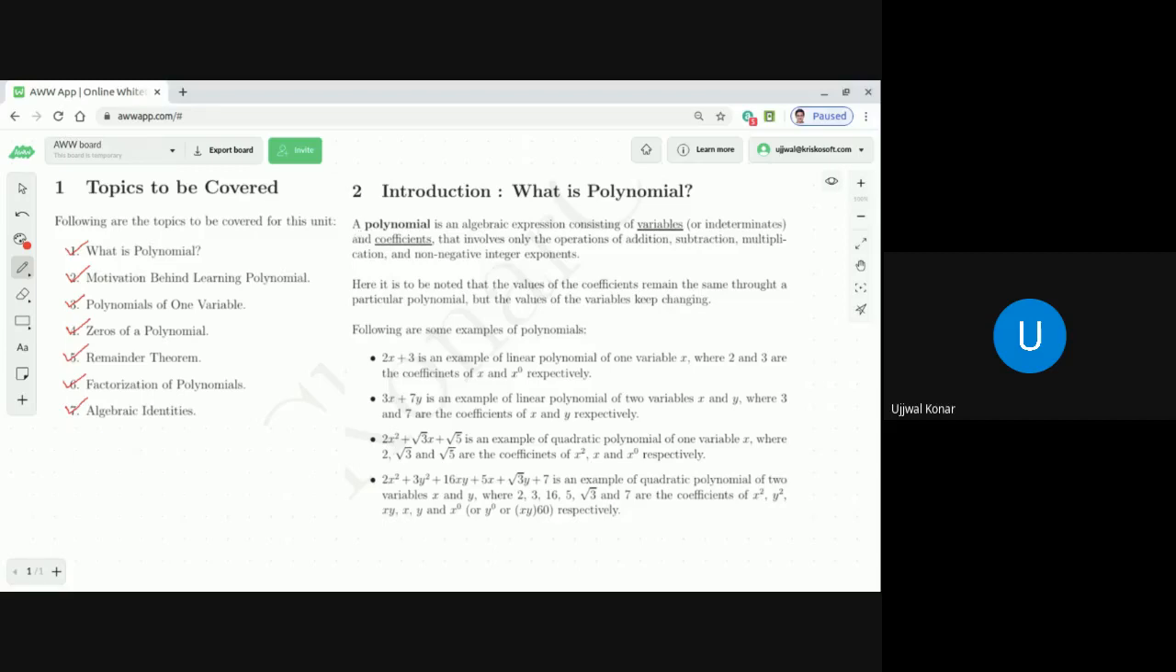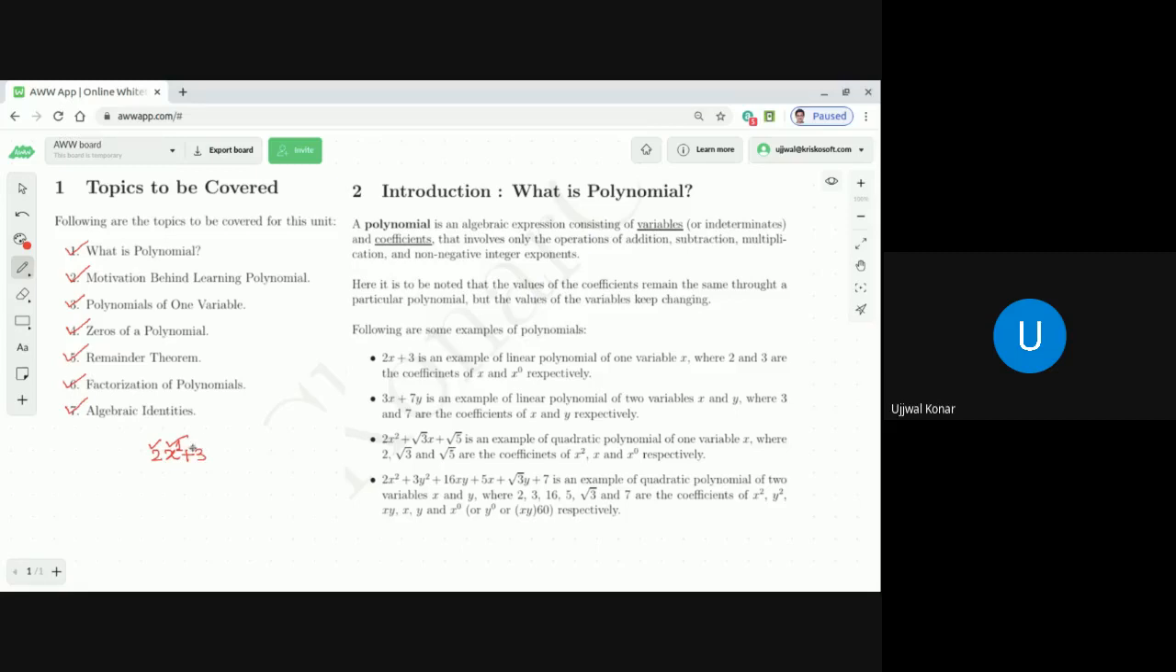Let me give an example so that things get simplified. Suppose we write 2x plus 3. 2x plus 3 is a polynomial. There is a variable called x, and 2 is a coefficient. It involves addition, subtraction, multiplication, and non-negative integer exponents, because the power of x is 1. Nothing is written, which means it is 1. So it is a polynomial.